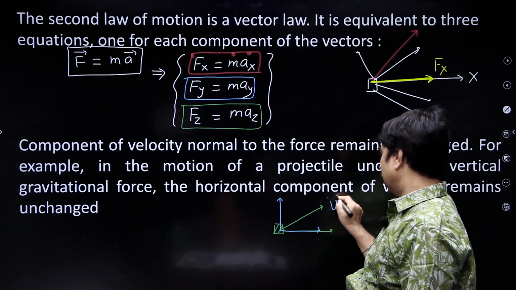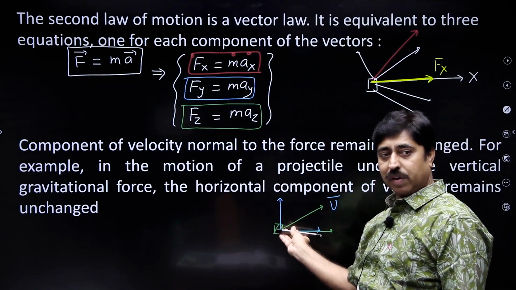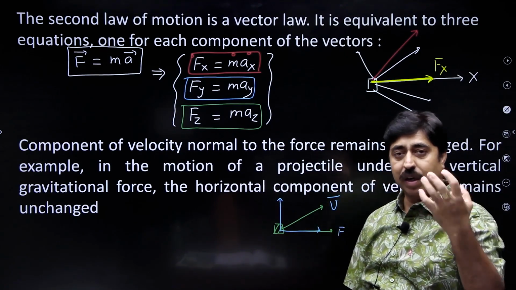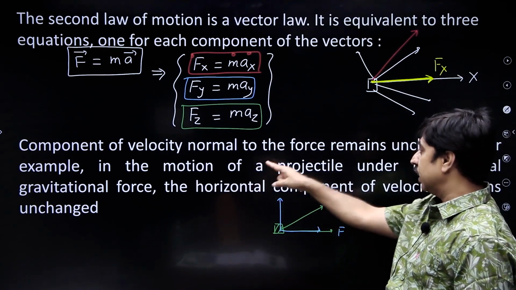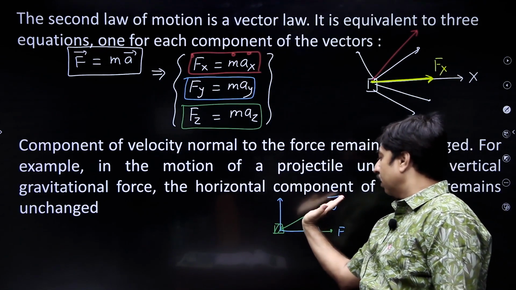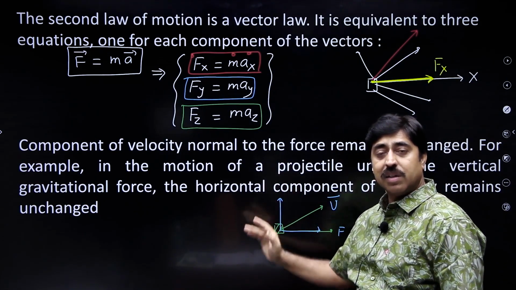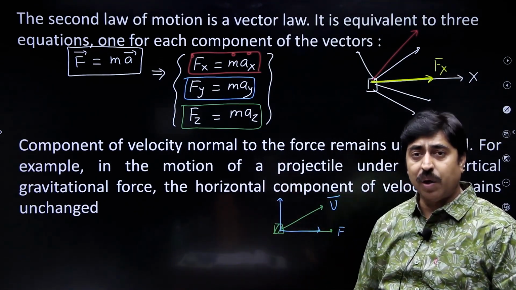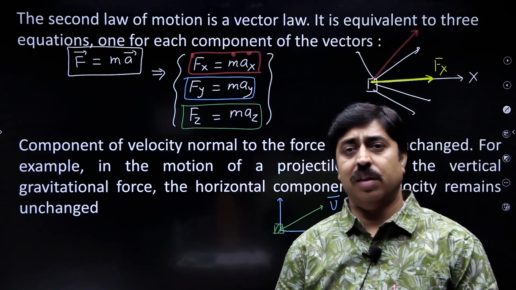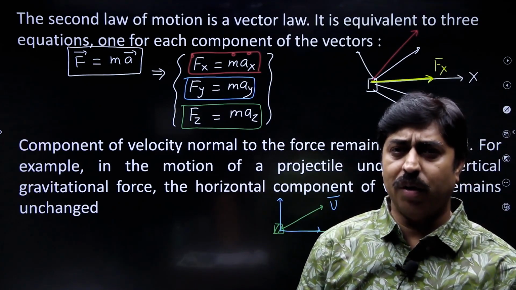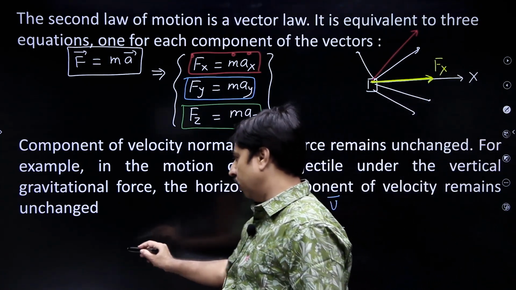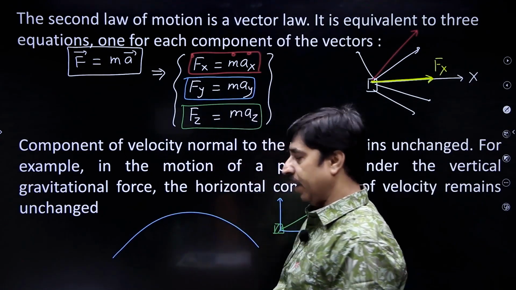This velocity, we can take two components of velocity, one in the direction of applied force and the other one perpendicular to the force. This statement says that if a force is acting in this direction, then component of velocity in this direction will never change. In simple language, if a body is experiencing force in x direction, then its y component of velocity is not going to change. A simple example is projectile motion. When you throw a ball in air, what happens?